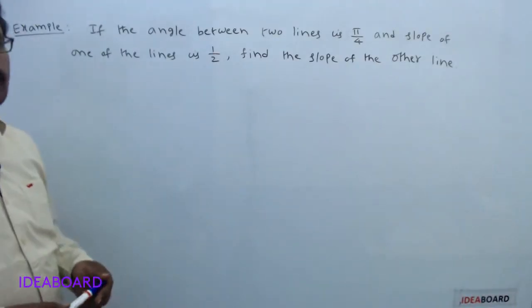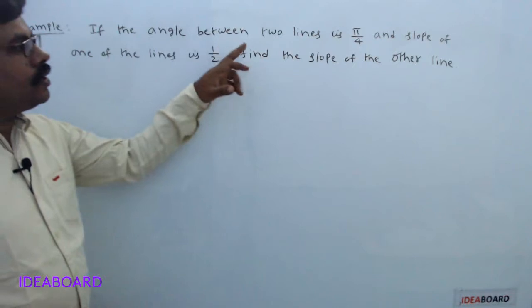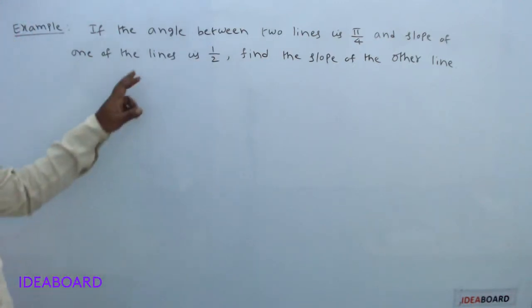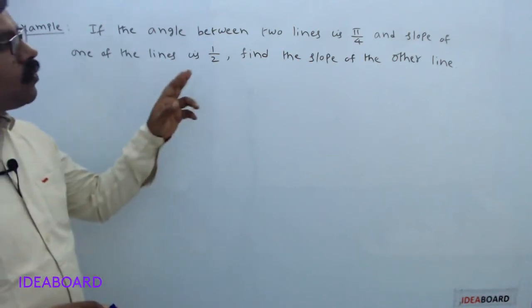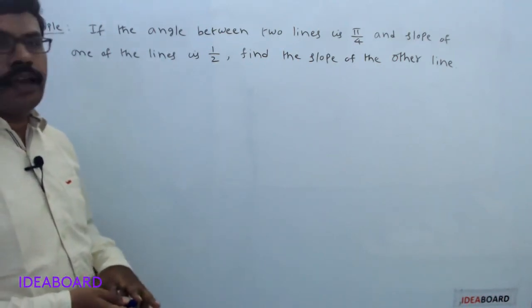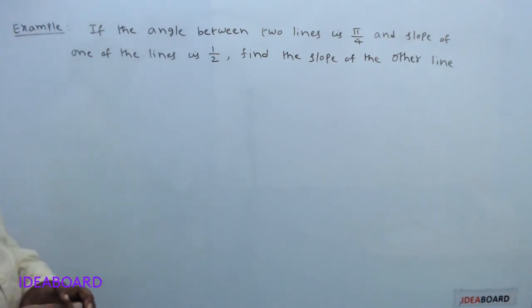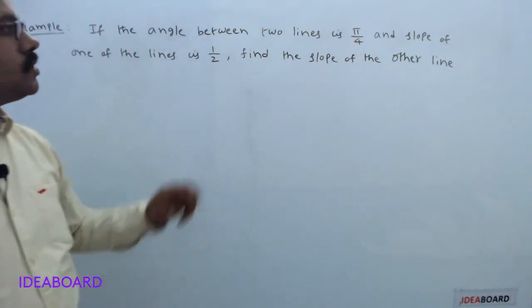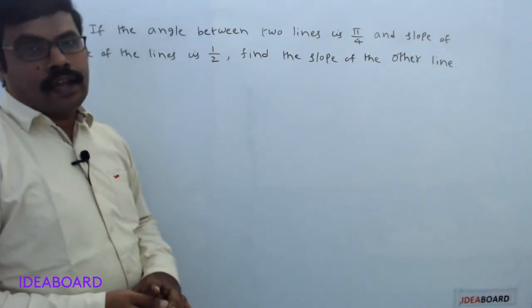Now see an example. What is the statement of the given problem? If the angle between two lines is pi by 4 and the slope of one of the lines is 1 by 2, find the slope of the other line. Here, what is the given data? The angle between the two lines is given as pi by 4. The slope of one of the lines is 1 by 2. Then find the slope of the other line.